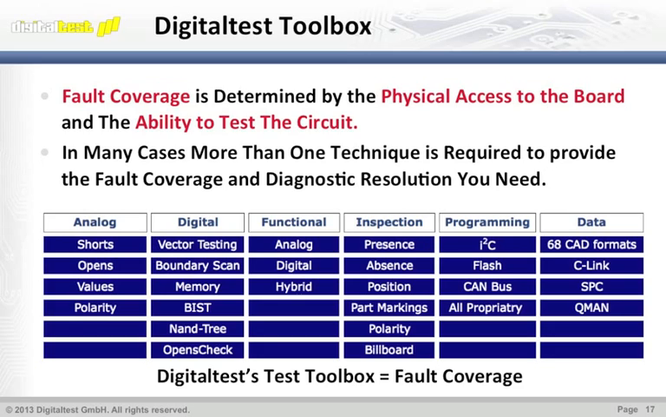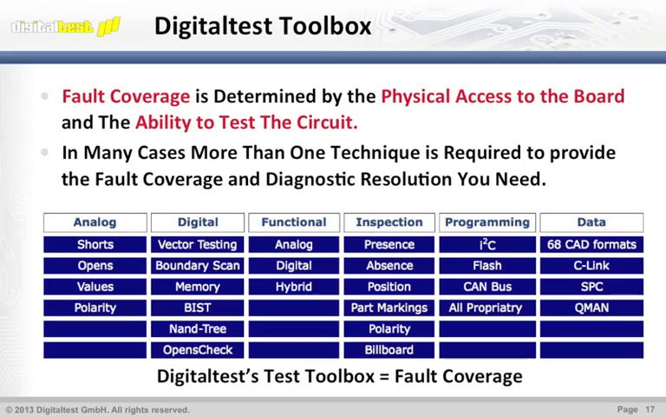So if we just look at test modules, one of the things that I always think of is when you look at fault coverage, and you look at fault coverage from point of view of the physical access to the board and the ability to be able to test those circuits. With our flying probe systems, with our in-circuit systems, Digitaltest provides some of the greatest fault coverage of any platform on the market today. If you look at the flying probe system, you truly have access to any point on that board, allowing the physical access of the board to be extremely high.